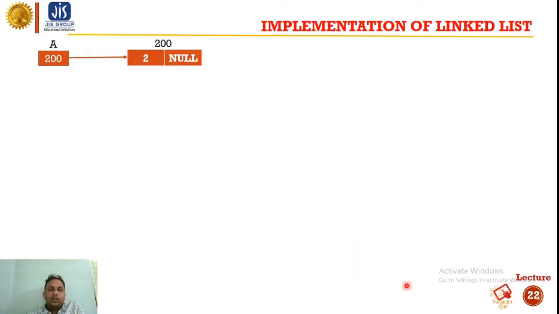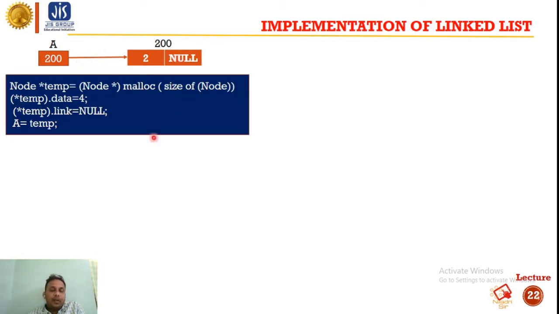So how will we implement a linked list? Suppose this is a linked list. This is the head and there is a single node. This is the code for it. And this is the code for inserting another node. Here you can see that we have created another node. The data of that node is 4 and the link of that node is null. And a equals to temp means the value of temp will be a.